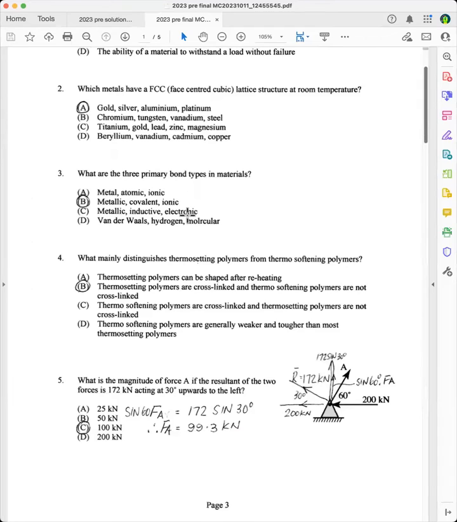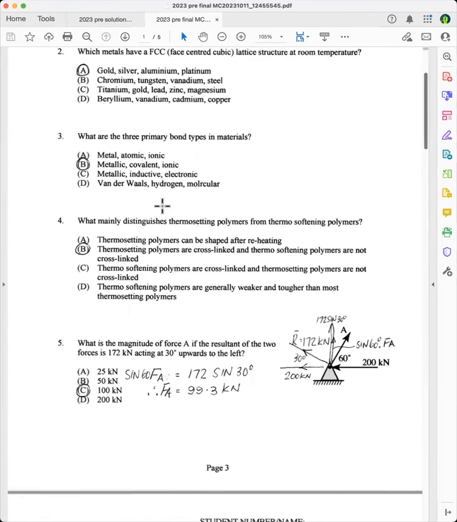Question 3, what are the 3 primary bond types in materials? These are just straight out learning, so you should be able to do this if you've studied effectively. Metallic, covalent, and ionic, they're the 3 primary bond types.